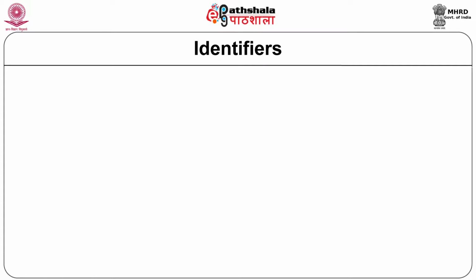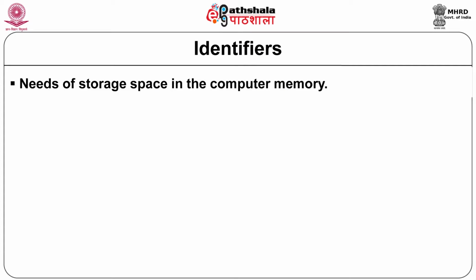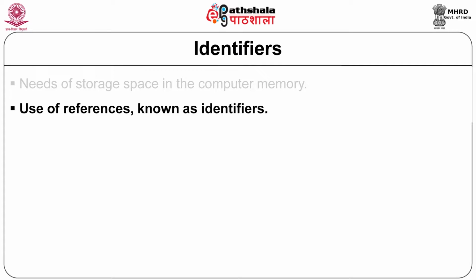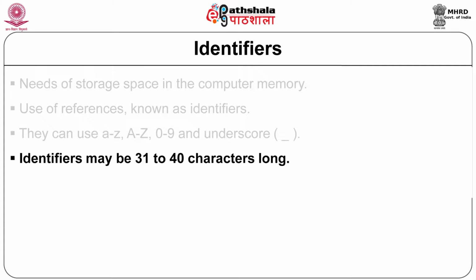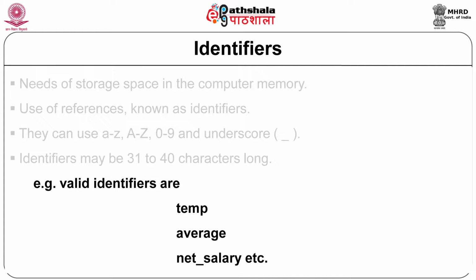Identifiers. Every data object needs some storage space in computer memory. The references used for this are known as identifiers. Identifiers use letters A to Z, capital letters A to Z, numbers from 0 to 9 and the underscore symbol. Identifiers may be 31 to 40 characters long. Examples: temp, average, net_salary, etc. These are valid identifiers.